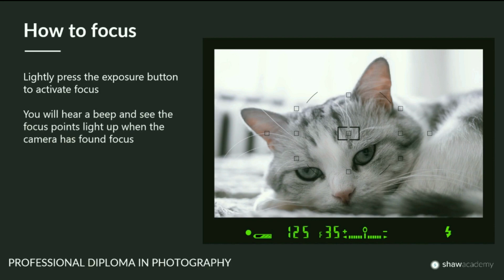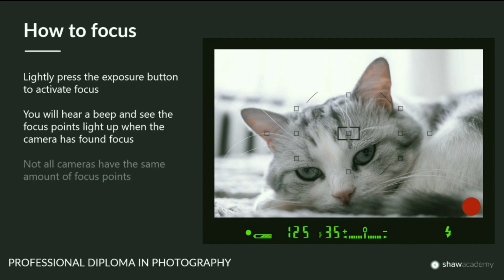You'll hear a beep and you'll see the focus points light up when the camera has found focus. Sometimes you'll also see a red or a green dot that will appear to let you know that focus has been found. If this dot is flashing, or you hear the beeping go beep, beep, beep, beep, beep, that means that the camera is struggling to find focus. It hasn't found something to focus on. But you'll usually have some kind of indication to let you know when the camera, or the lens, has found focus.